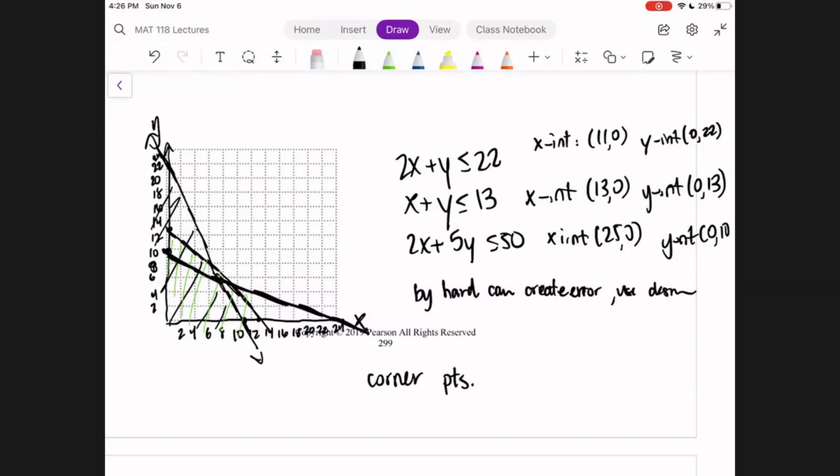So the corner points that we get are 0, 10, the origin, 5, 8, 9, 4, 11, 0.